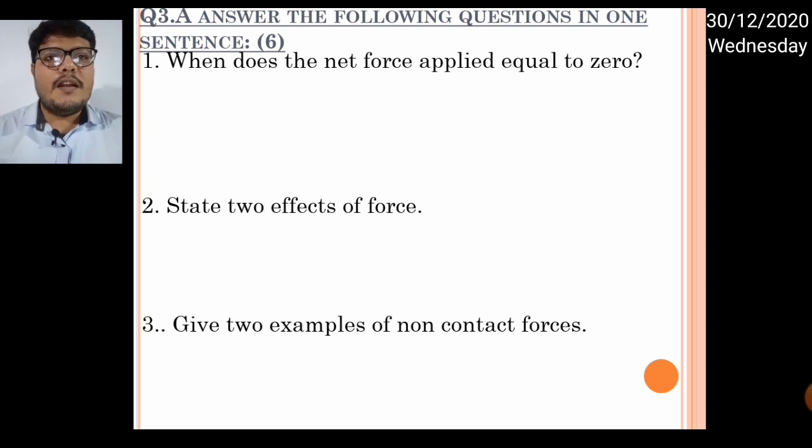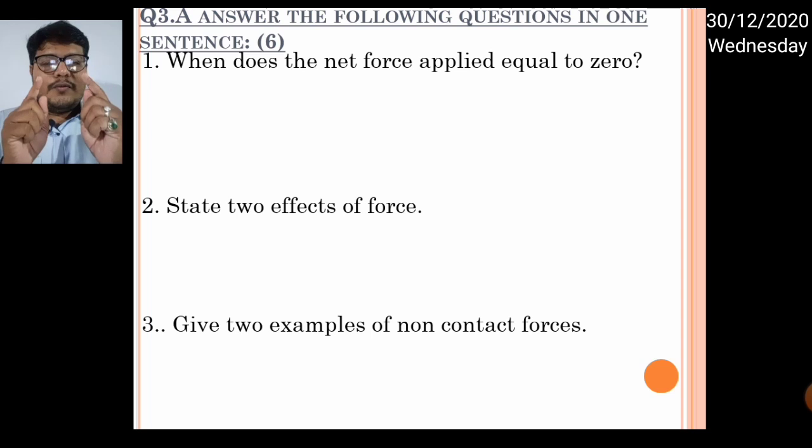See first one. When does the net force applied equal 0? Right, so we can say there is one object and a couple of forces applied. The net force depends on the amplitude of the forces which are applied. If both forces are applied with equal amplitude and in opposite directions, it is like the example of a table and two students trying to pull that table towards themselves. So that is one example of this.